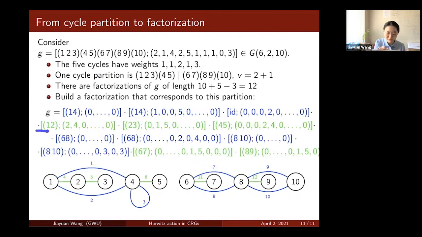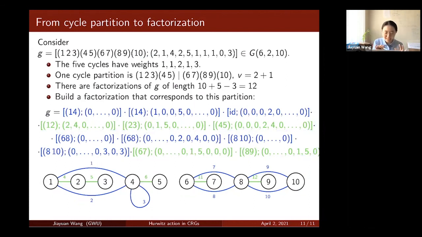All these green edges factor the cycles. Here, these 2 factor the first cycle, and this one factors the second cycle. This is the 3rd, this is the 4th, and the last one, because it's a singleton, has no green edges connecting the vertex 10. And this factorization has exactly 12 factors.